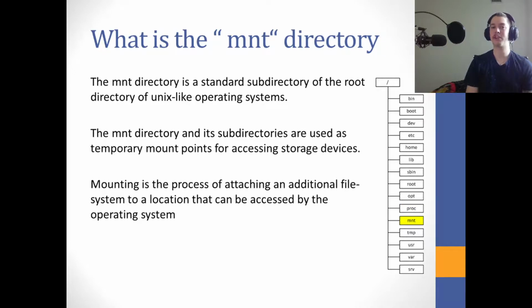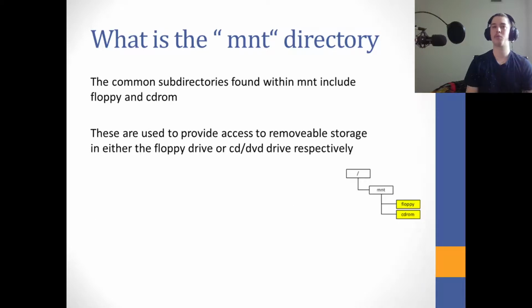The mnt directory and its subdirectories are used as temporary mount points for accessing storage devices. Mounting is the process of attaching an additional file system to a location that can be accessed by the operating system. And within the mnt directory, there are some common subdirectories found there, including floppy and CD-ROM.